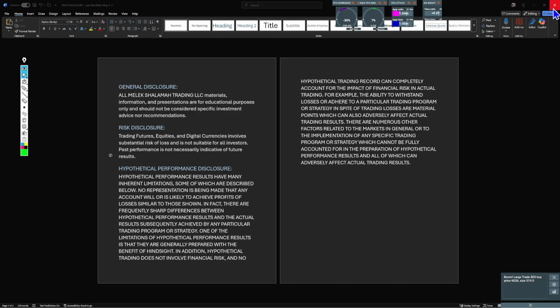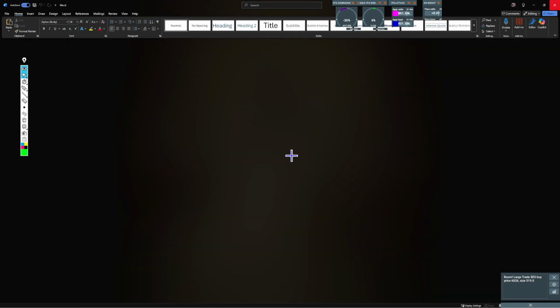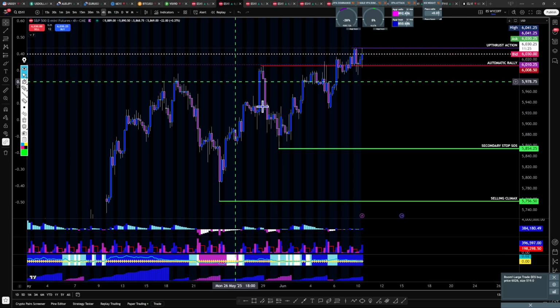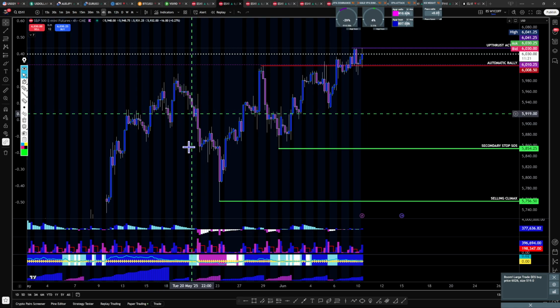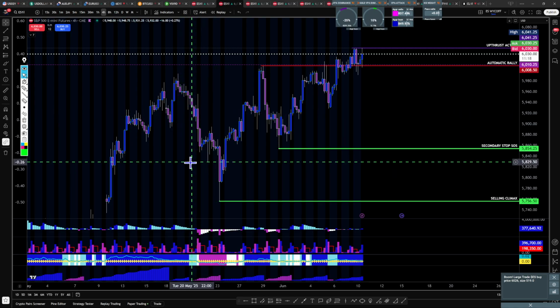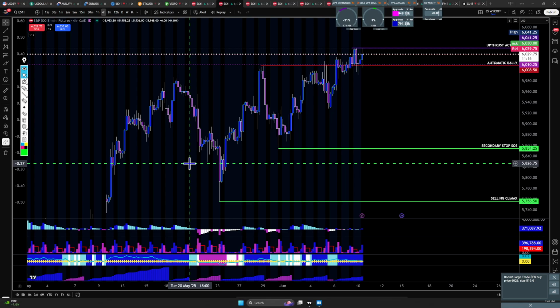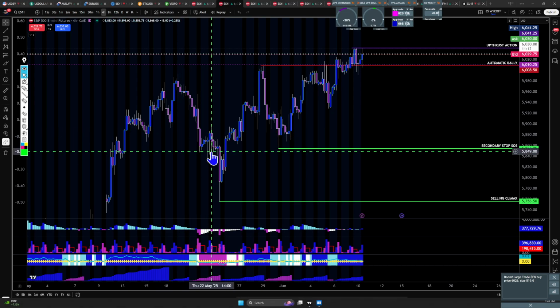All right, so that was the risk disclosure. We're going to jump into the higher time frame on TradingView. This is the 4-hour chart of the ES. And what I have here is a reaccumulation structure, right? So from a Wyckoff theory perspective, I'm looking at this as a reaccumulation.